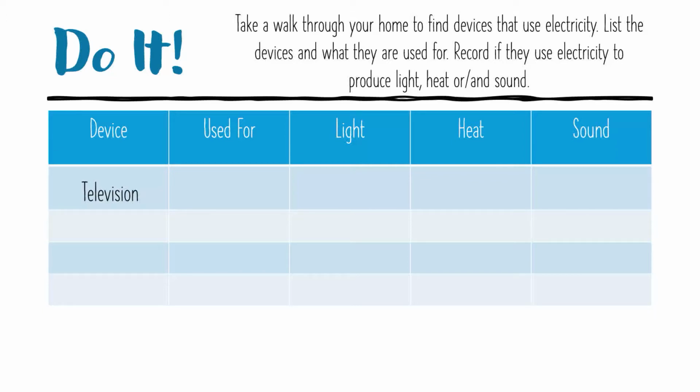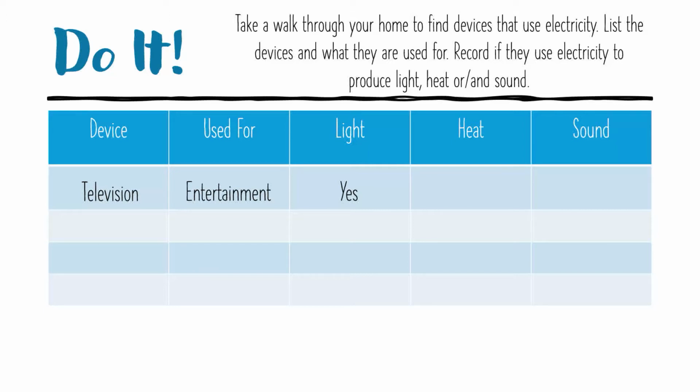So my first device is a television. Okay, our television is used for entertainment. It is used to entertain us. Okay, now think about your television. I want you to walk up to your television, or your computer is an equivalent. Walk up to your television. Look at it. Does it produce light? My television produces light. That's how I am able to see the picture.